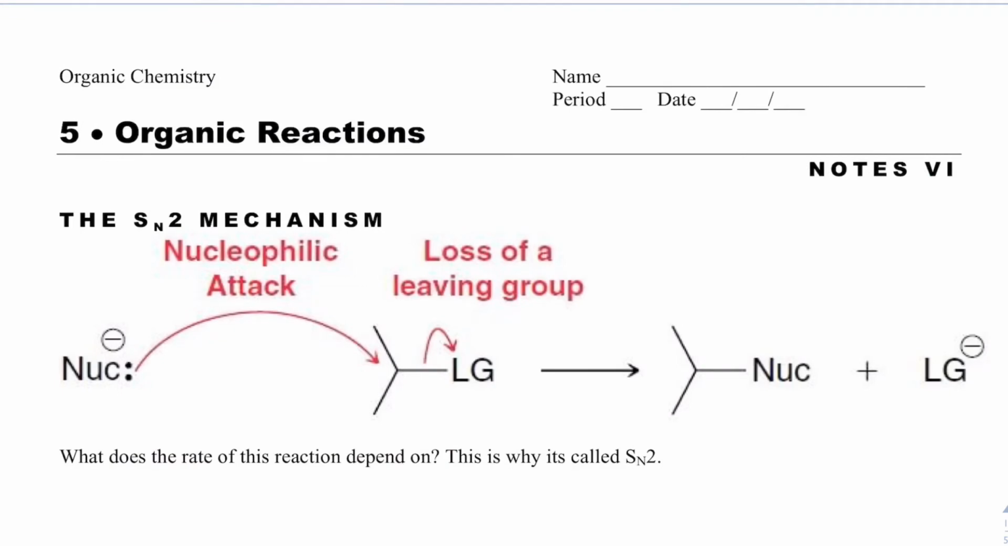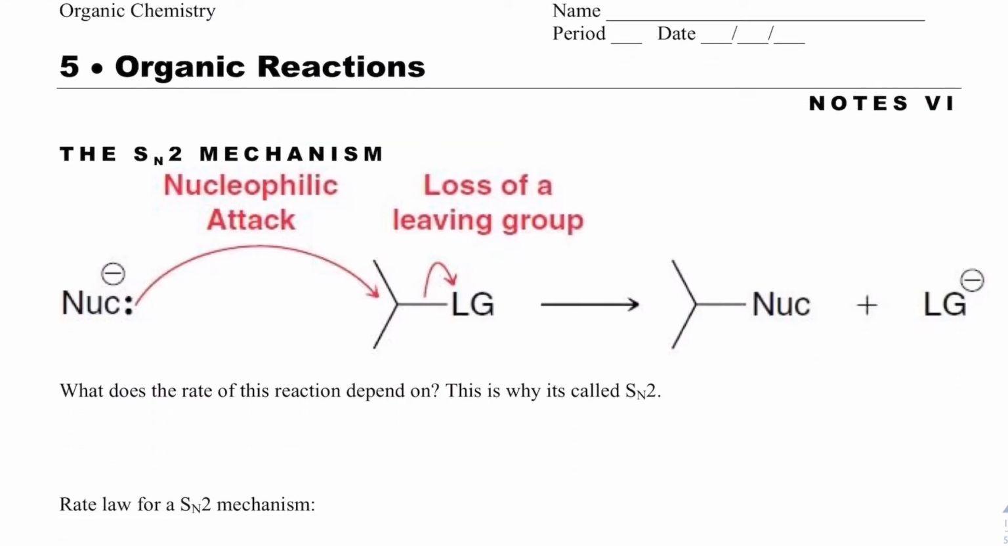Okay, now let's show the SN2 reaction mechanism. So in an SN2 reaction mechanism, we have nucleophilic attack, and then leaving group leaves. I would abbreviate nucleophilic attack NA and leaving group leaving LGL. And this all happens in one step.